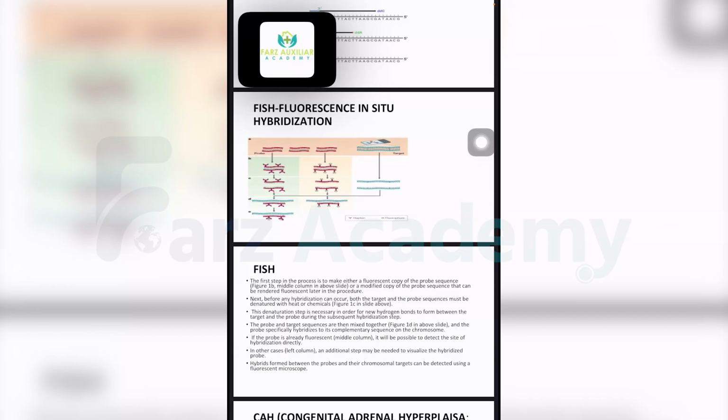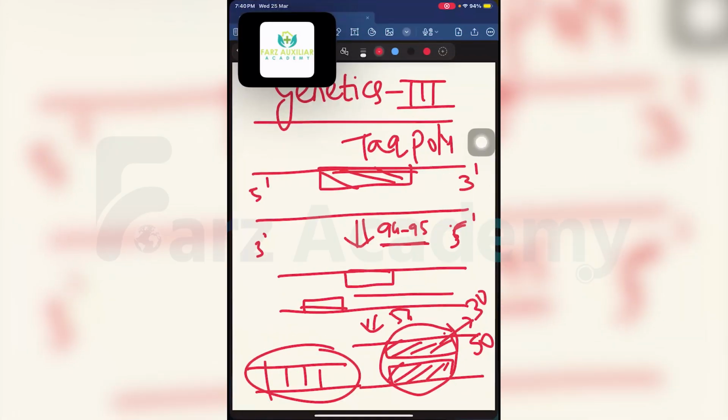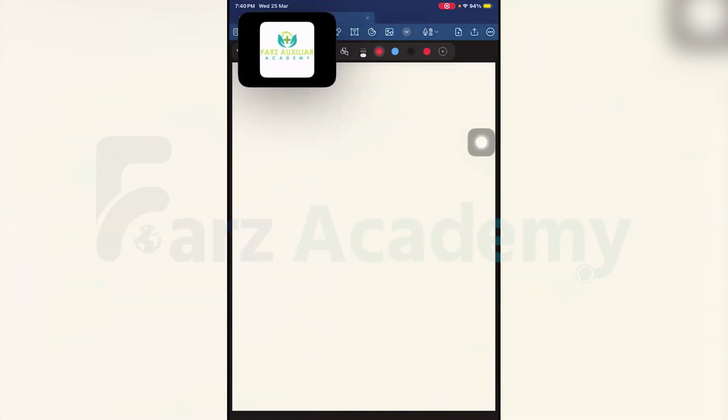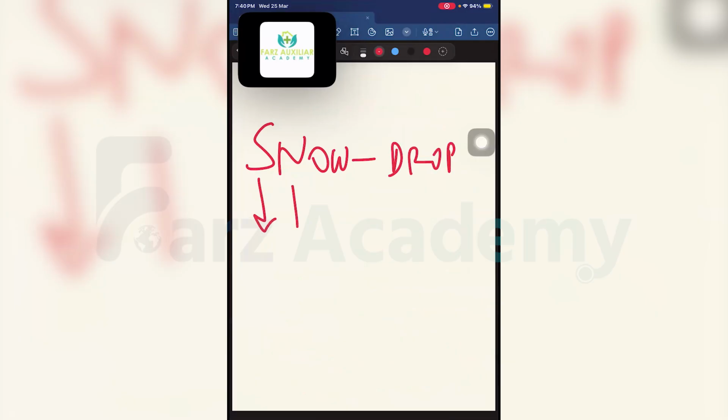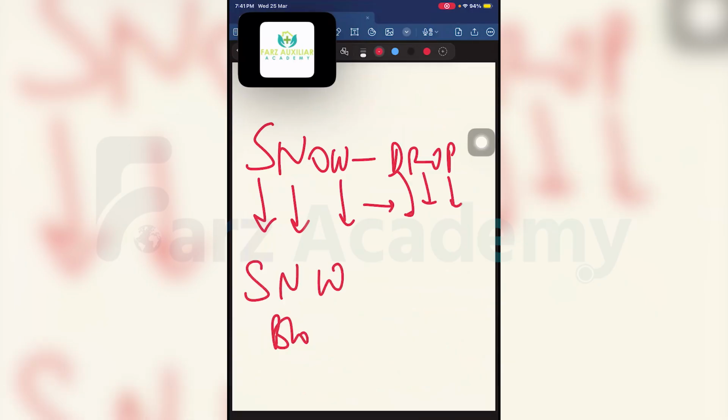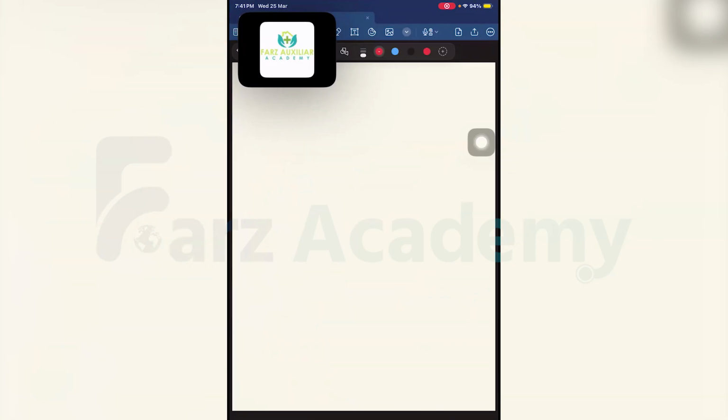Apart from this, last time we saw something called Southern blot, Northern blot, Western blot. You just have to remember what they are used for, as in what is detected by what. So I use something called snowdrop to remember this. South, north, and western blot are used to detect DNA, RNA, and protein. Okay, south, north, and western blotting is used to detect DNA, RNA, and protein. So these are the molecular techniques.